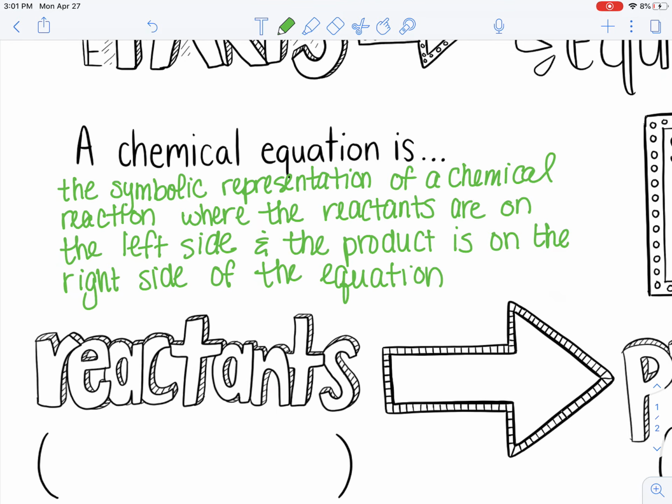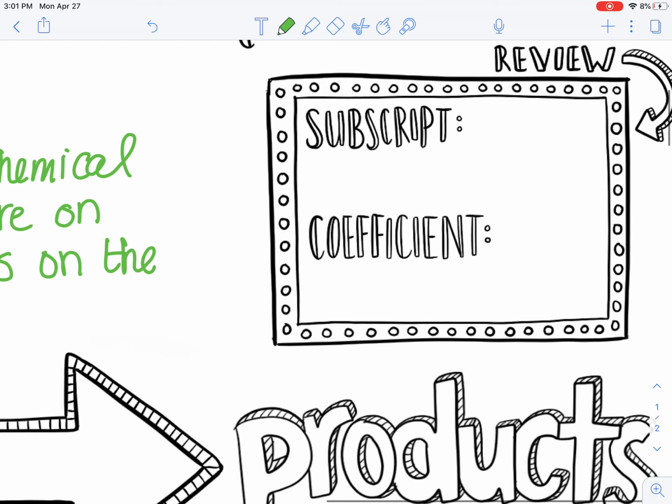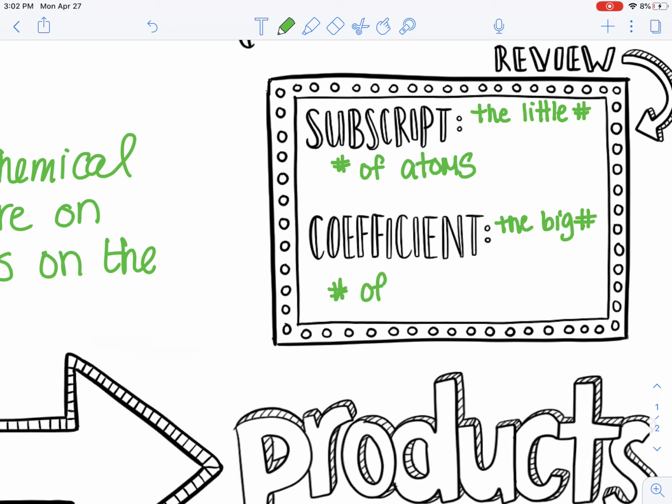All right, and then over here it wants us to just remind ourselves that a subscript is the little number, and that tells us the number of atoms, so it's just the letter it's next to. And the coefficient is the big number, and that tells us the number of molecules.